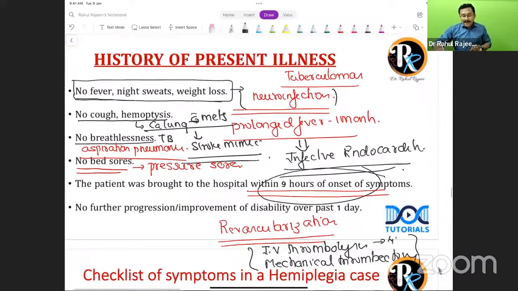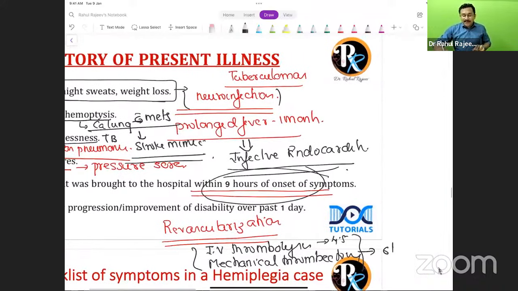IV thrombolysis can be done up to 4.5 hours. Mechanical thrombectomy can be done up to 6 hours. So IV thrombolysis within 4.5 hours of onset of symptoms, and mechanical thrombectomy within 6 hours of onset of symptoms. Mechanical thrombectomy in some circumstances you can do beyond 6 hours as well, but at your level, 6 hours. Now, if the patient comes early, he is a candidate. If he comes out of the window period, the only option is secondary prophylaxis with aspirin. Remember, aspirin is given in a stroke patient not to treat the stroke, it is to prevent a recurrent stroke. So what can remove the current blood clot is these two revascularization modalities.